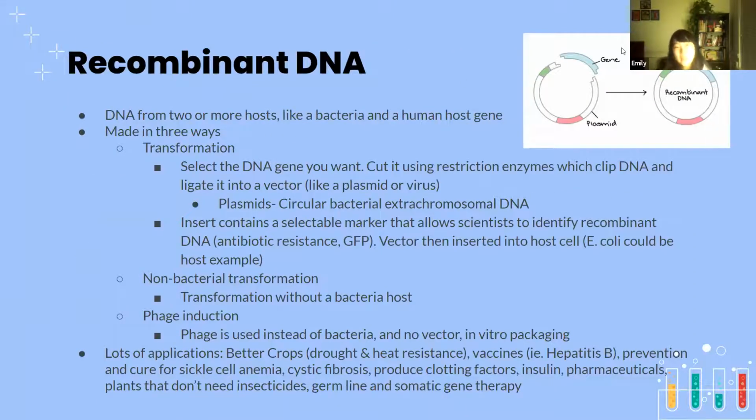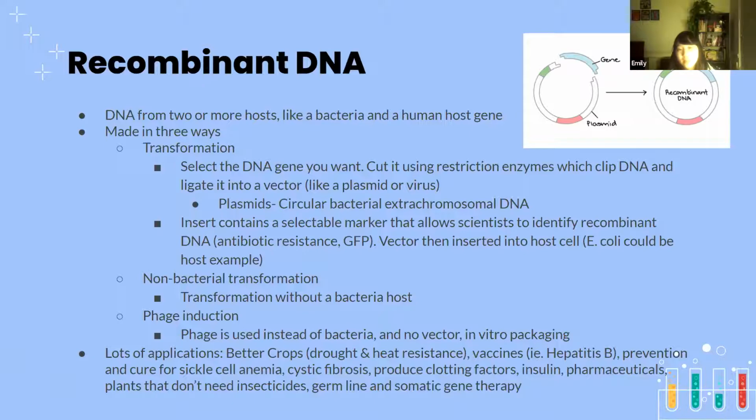So what is recombinant DNA? It is DNA from 2 or more hosts. So this means that you have one piece of DNA, but it has DNA from 2 hosts. For example, if a piece of DNA has bacterial genes and human genes, then it's recombinant.